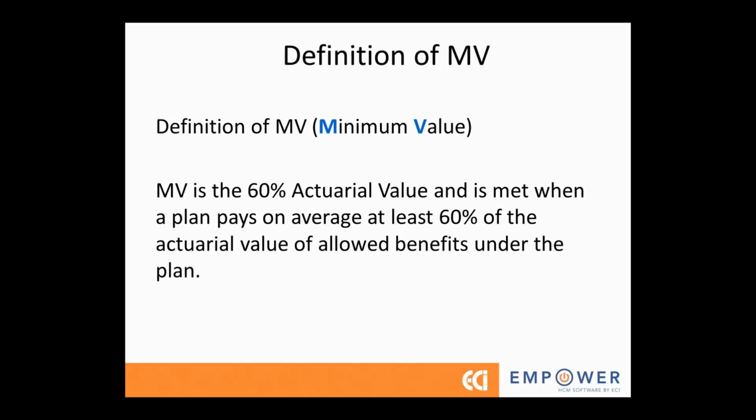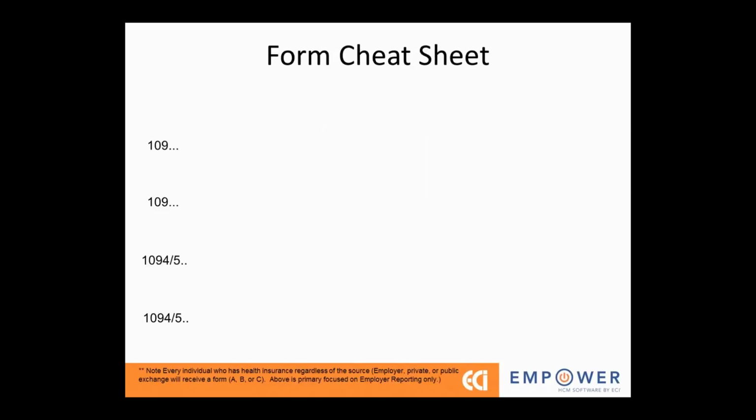A quick reminder of some acronyms that will be used throughout the forms. Hopefully everybody's familiar with the acronyms ACA and PPACA. The three that I'll use a lot that I want to make sure that you understand what they mean: ALE, applicable large employer. MEC is minimum essential coverage. And MV is minimum value.